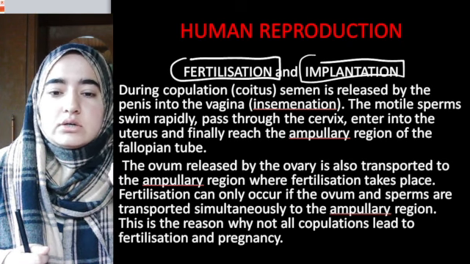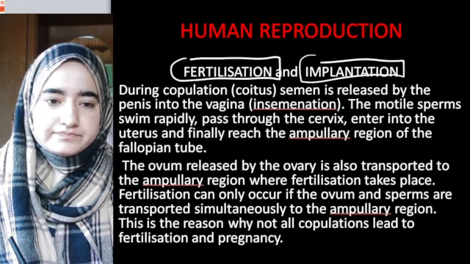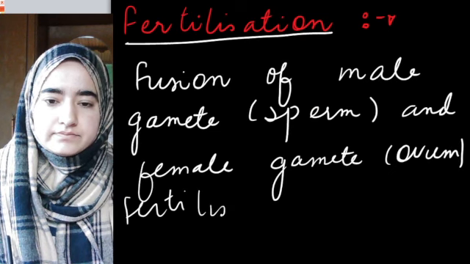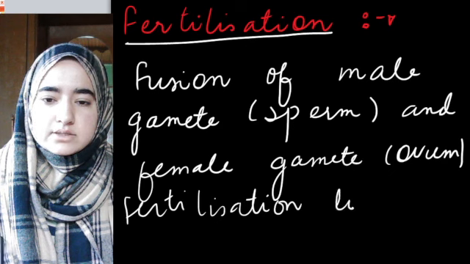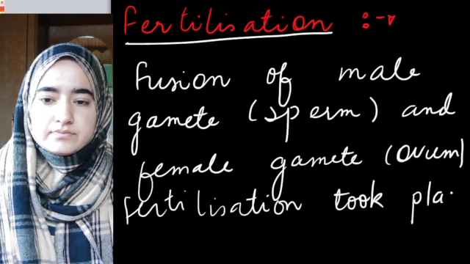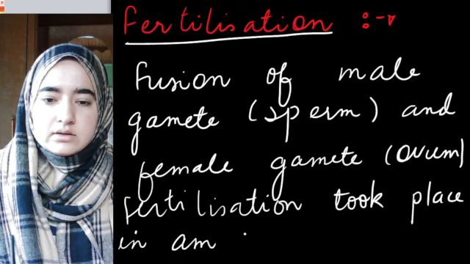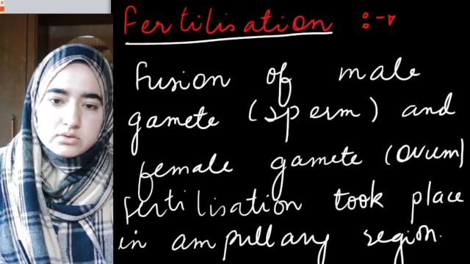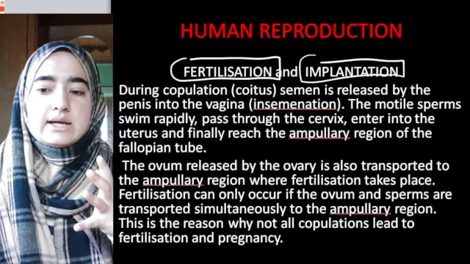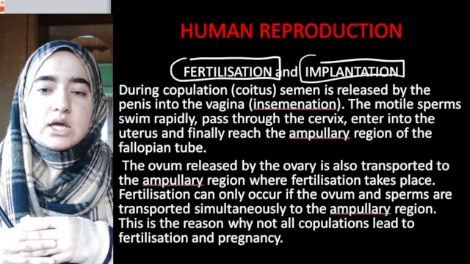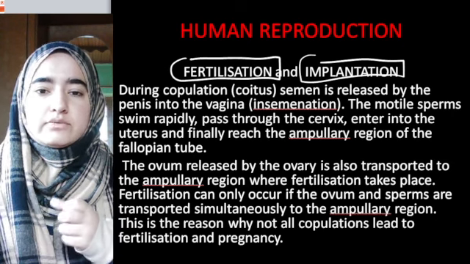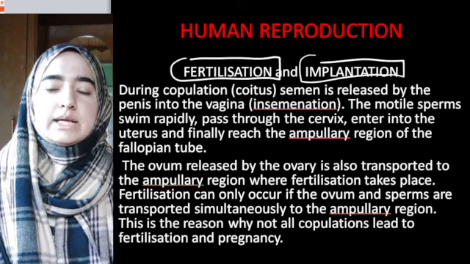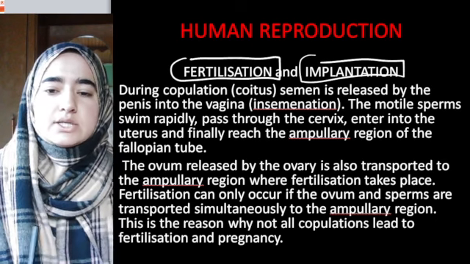If someone asks you where fertilization takes place, your answer should be the ampullary region. Please remember, fertilization takes place in the ampullary region, where both gametes, that is the male gamete sperm and the female gamete ovum, have traveled, and both of them meet at the same point in the ampullary region. That is termed as fusion of male and female gamete, which is more scientifically termed as fertilization or syngamy.